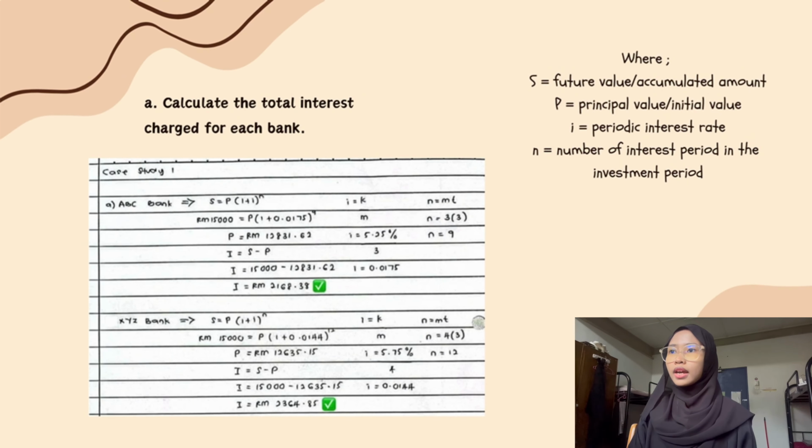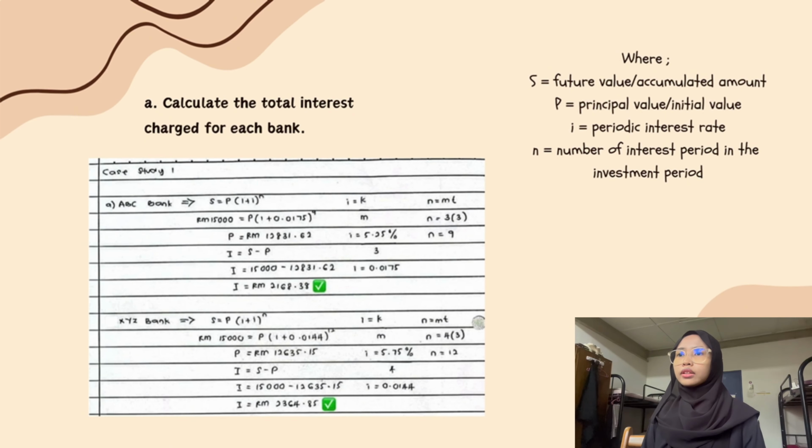For ABC Bank, S equal to P open bracket 1 plus I close bracket to the power of N. So, 15,000 ringgit equal to P open bracket 1 plus 0.0175 close bracket to the power of 9. So, P equal to 12,831.62 ringgit. To find I equal to K per M. So I equal to 5.25% per 3. So I equal to 0.0175.